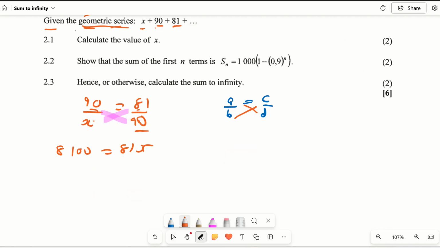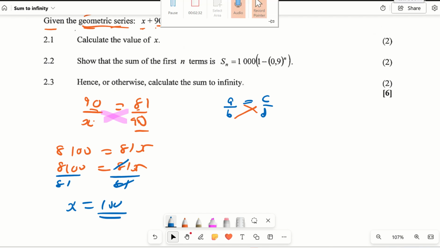Remember that I am looking for x, not 81x. So I'm going to divide by 81 so that they can cancel. What I do on one side, I also do on the other. So therefore x equals 100. Do you get 100 as well?